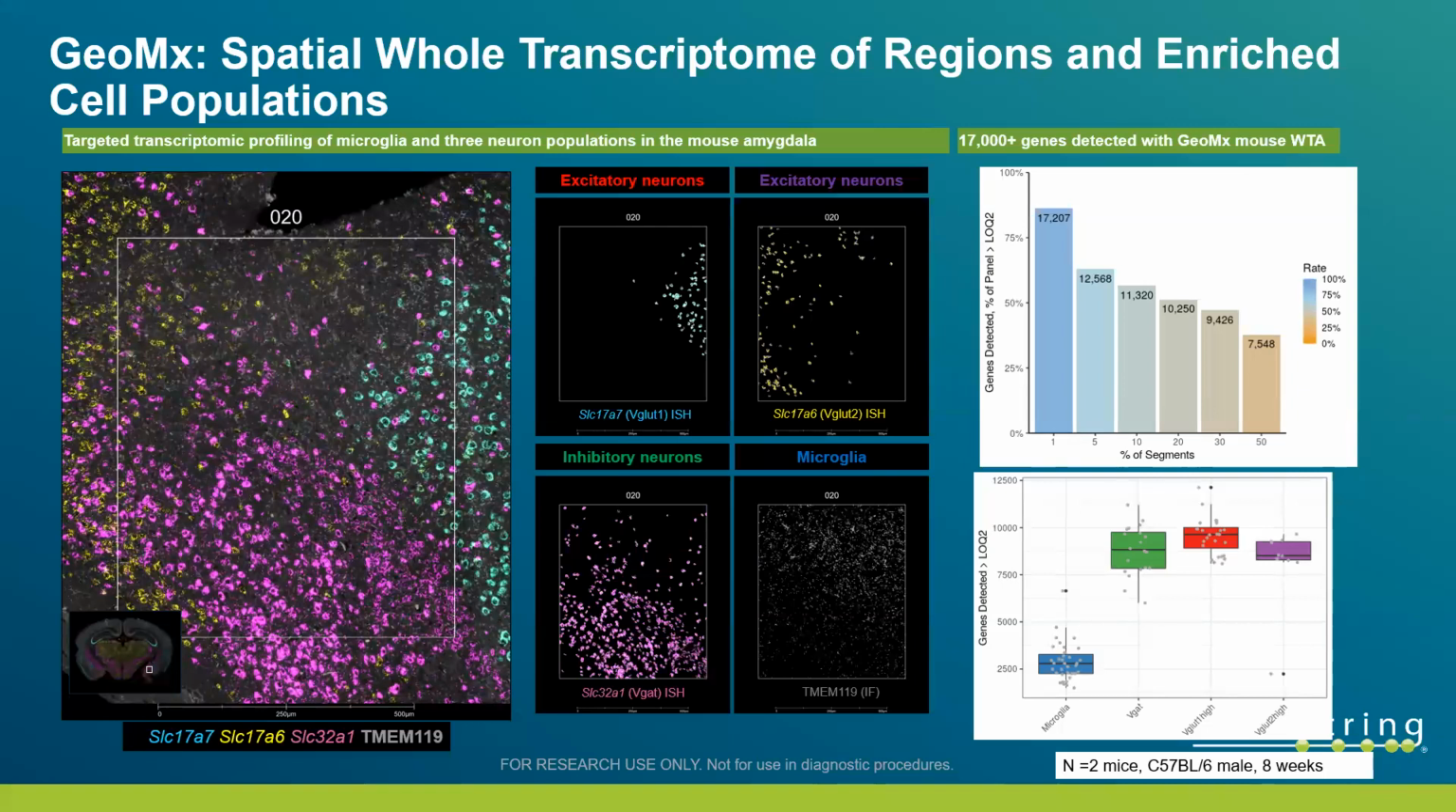Lots of different tissue types and research areas are finding that GeoMx is being utilized. So here we're actually profiling across microglia and three different neuron populations in the mouse amygdala. Here we're able to look at different classes of neurons, excitatory neurons, as well as the microglia, and detect through our mouse whole transcriptome assay a number of different gene sets across user-defined areas of tissue that we've profiled.